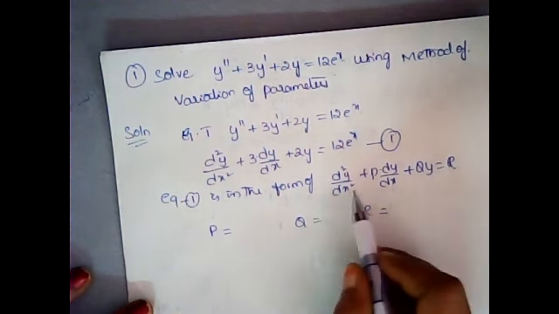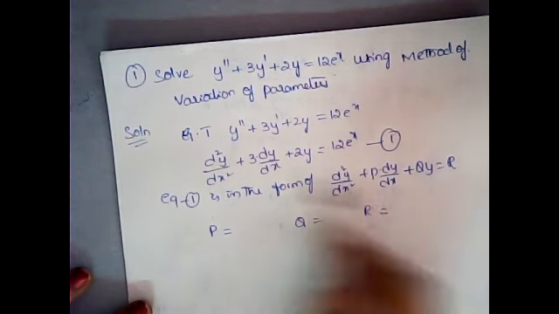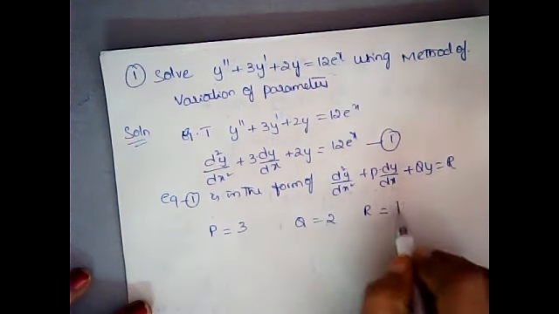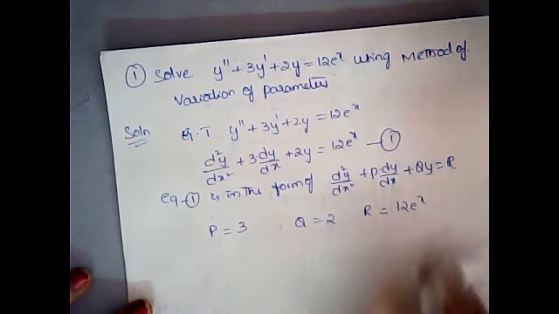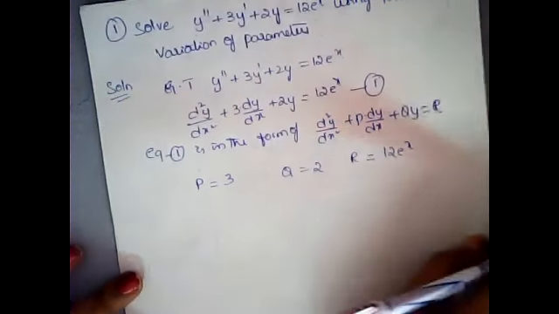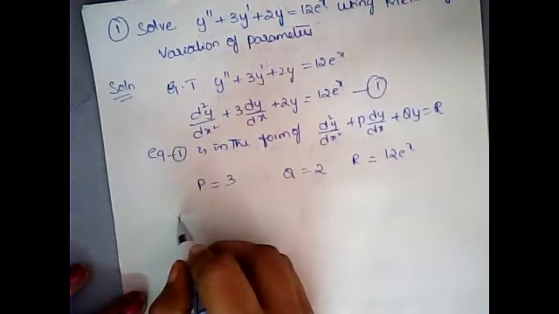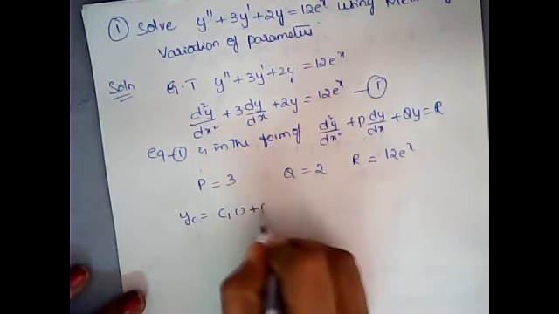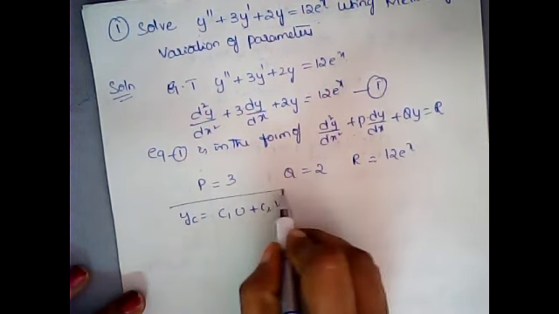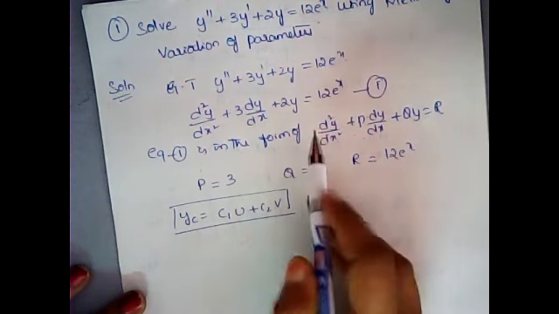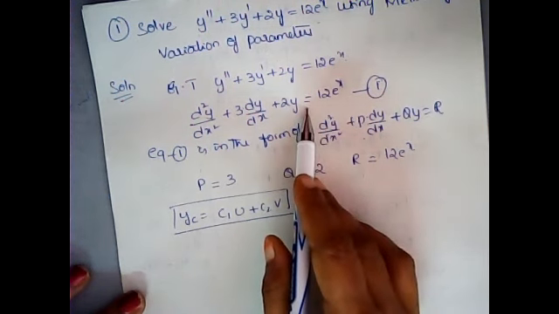Now let us see what is p here. p is nothing but 3 and q is nothing but 2. And what is r here? 12 e power x. So we got p, q, r. Now we need to find out yc. What is the standard form of yc we have taken here? It is nothing but c1 u plus c2 v, right? Now, to find out yc, first we need to reduce equation 1 into the operator form.